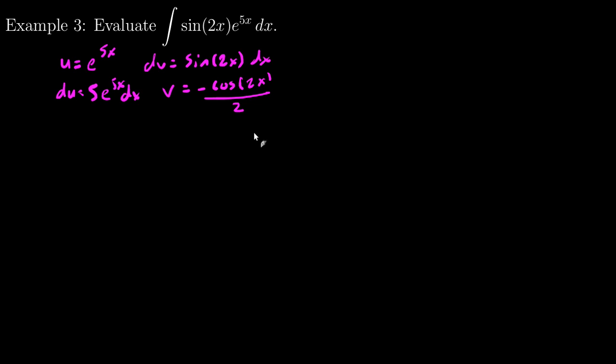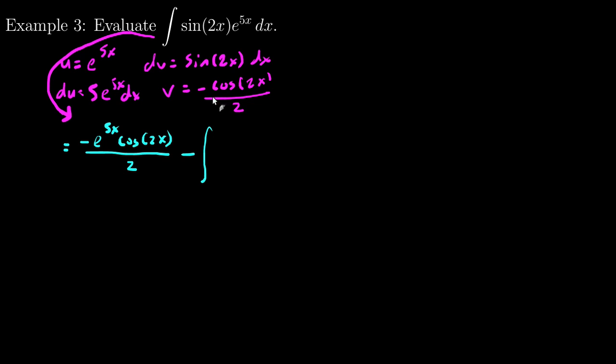And let me flip to a new page, let me check my notes to make sure I don't mess anything up here. So this tells me that the integral, and I'll change colors to help try to keep things somewhat clean, will equal uv, so that's going to be negative e to the 5x cosine 2x over 2, minus the integral of v du. So v times du will give me negative 5 e to the 5x cosine 2x all over 2 dx.